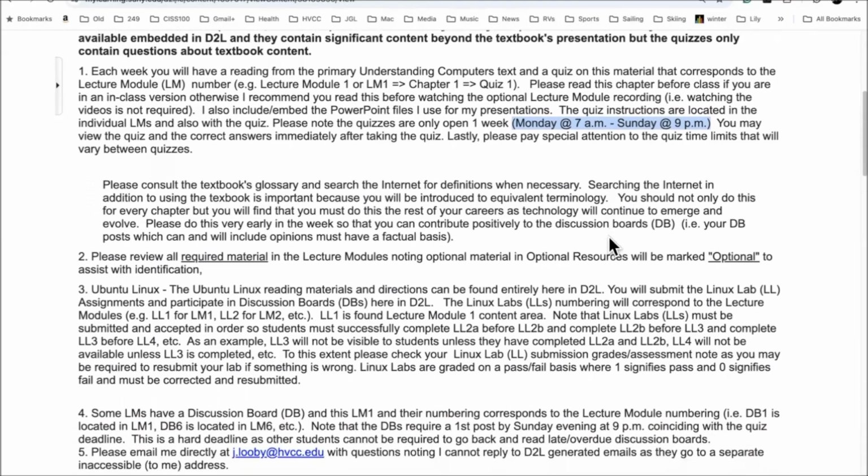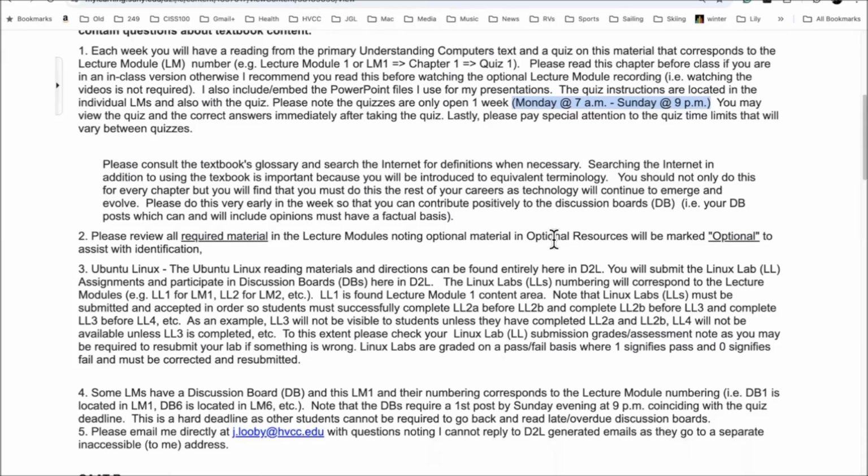Okay. Note that there will be areas, and I've in the lecture modules, and again, this is going to be very straightforward in a minute as soon as I open up lecture module 1 and show you. At the bottom, you will see some optional resources. They're optional. Okay. Use them as you see fit.